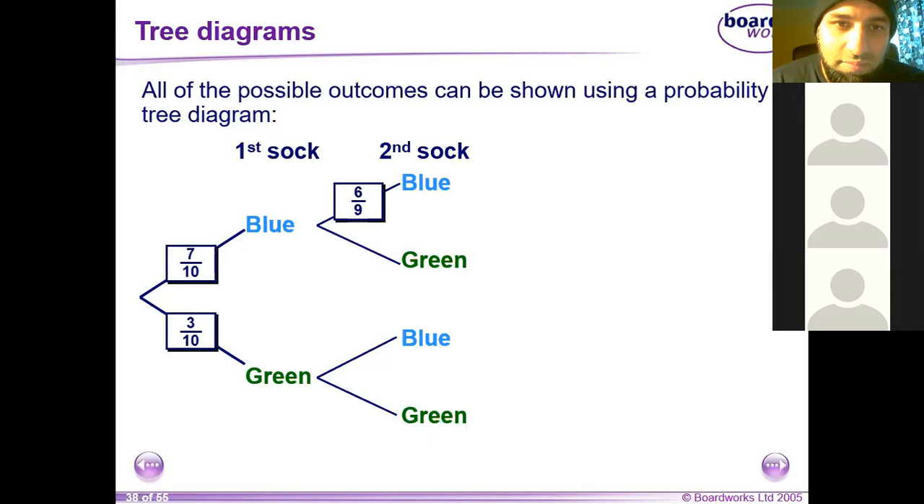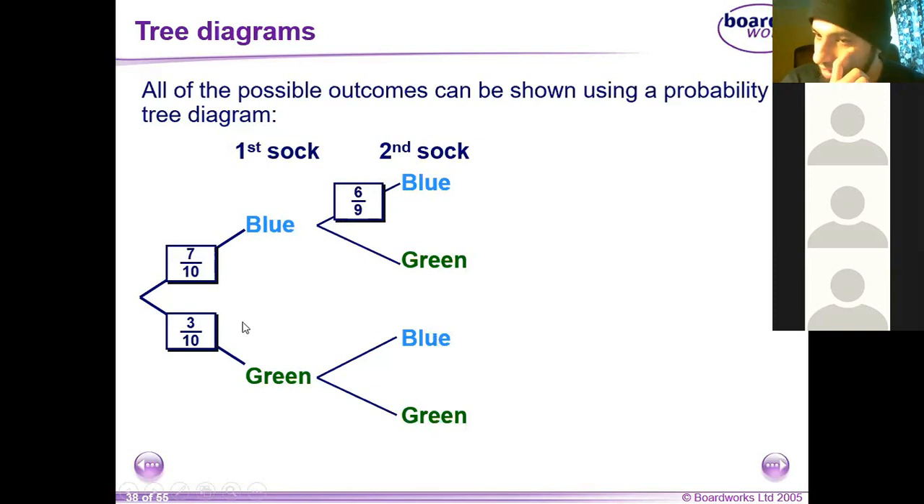Because you took out a sock, so there's less. Yes, so the total number of socks is less. Now I took out a sock. The first one was blue, so I now have six blues left. But because I have 6 blues left, on the second time, I'm going to take it out of 9 socks. So I'm only going to have 6 out of 9 as my probability.